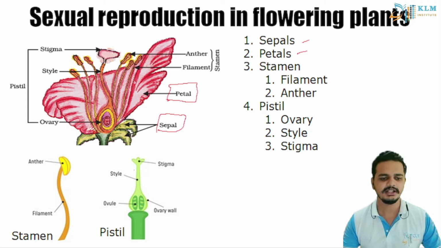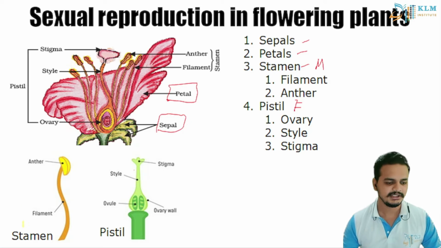Then we have long filament structures known as stamen. This is the male reproductive organ in flowering plants, and pistil is the female reproductive organ of the flowering plants. So let's look into the details of the structure of stamen. Here you can see stamen, which I have enlarged.